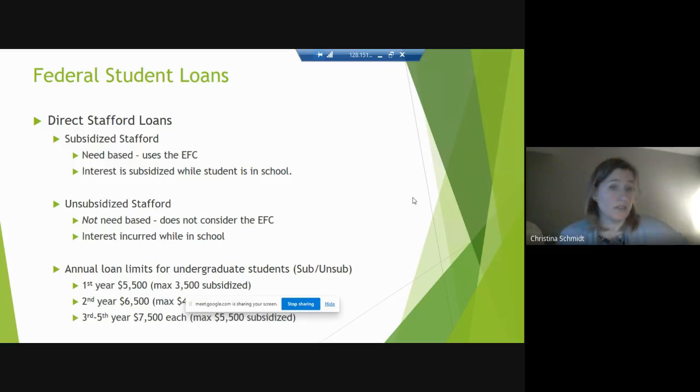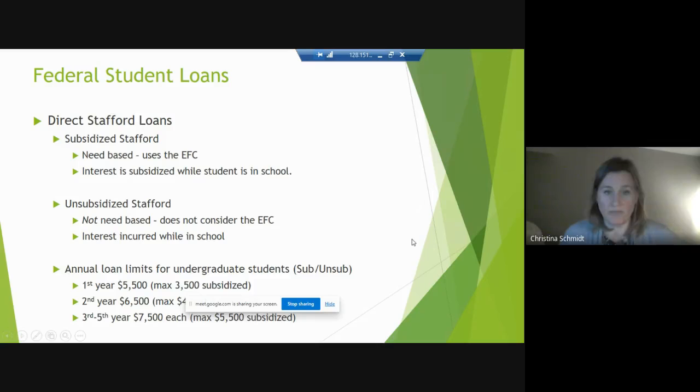They also have the unsubsidized loan option, which is not need-based, does not consider the expected family contribution, and the interest does begin to accrue while the student is in school. There is no loan prepayment penalty, so if a student is able to make interest payments while they're in school, they're encouraged to, and it helps later on, obviously.